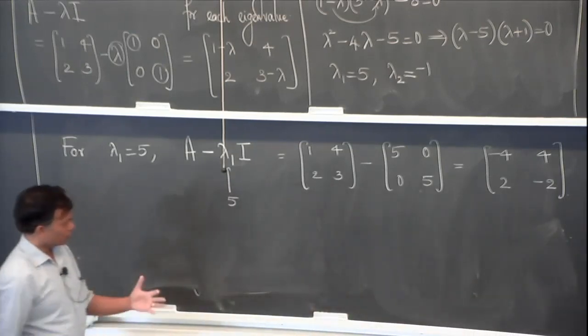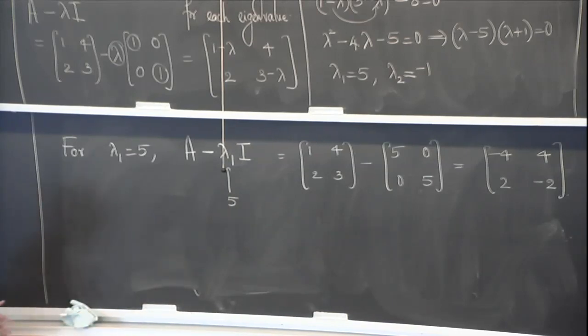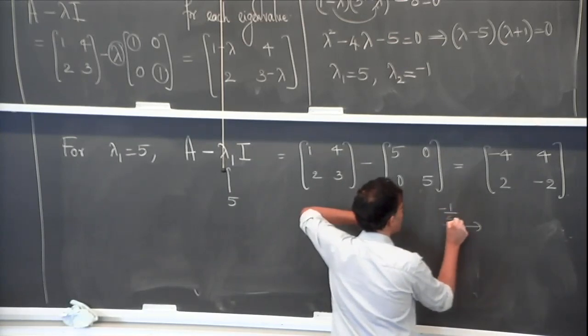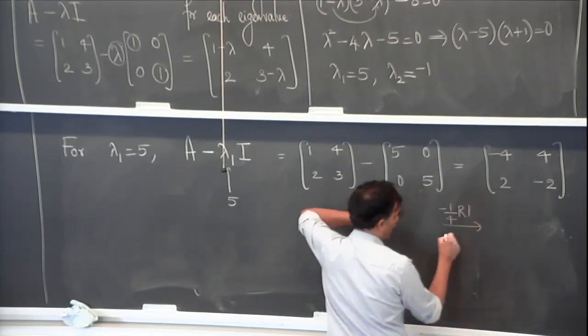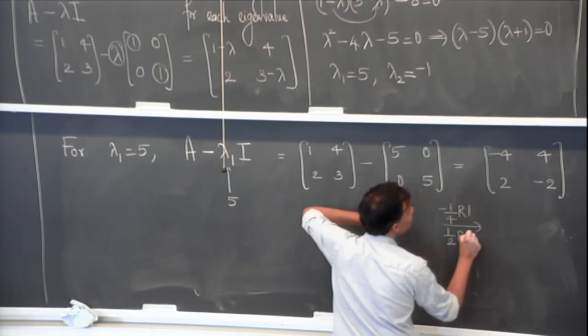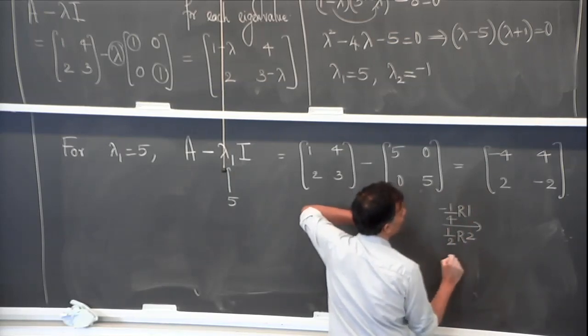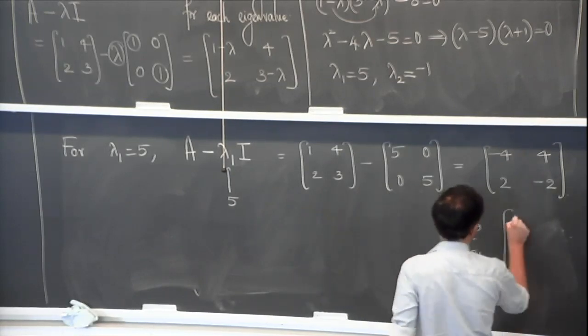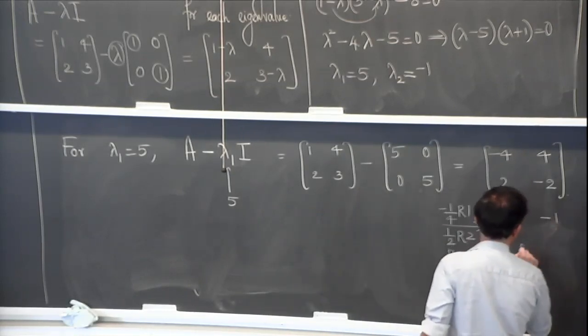And all of you know how to do an REF for matrices of this kind. You can divide the first row by -4, second row by 2, and then you could do R2 minus R1. That's 1, -1, 0, 0.